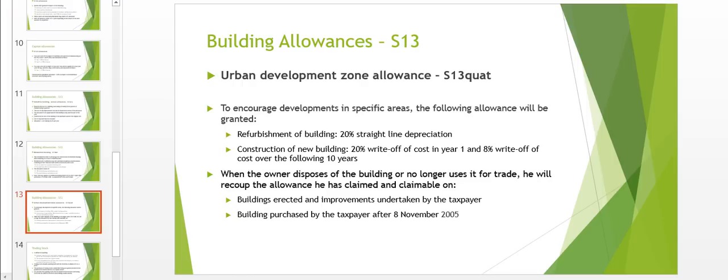In a test, they will tell you that this building erected was in an urban development zone, specifically required, so then you need to know it's a Section 13 Quat allowance.